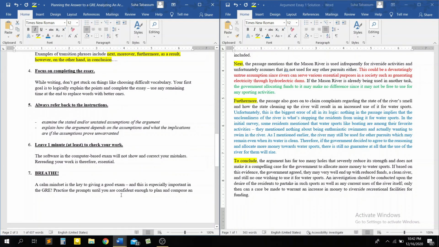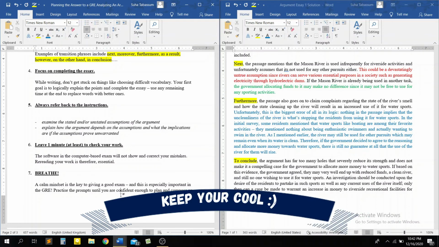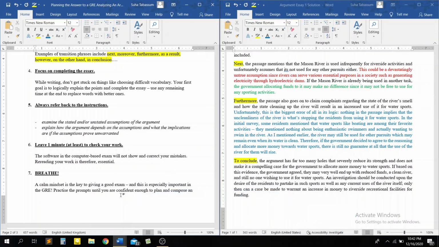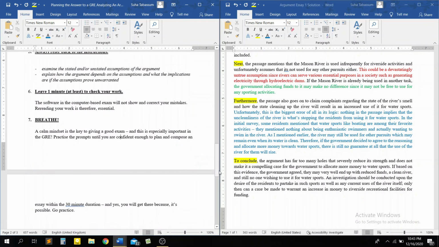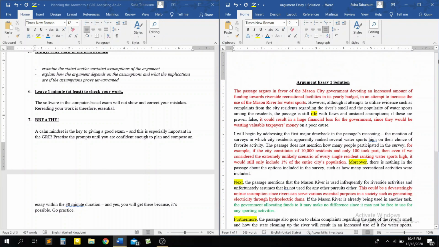Finally, the difference between a terrible exam and a great exam is that the person who gives a great exam gives it with a really cool head. So what you need to do is practice the prompts on the main ETS website, and just keep practicing until you're confident, so that on exam day you can write an essay and be very calm about it. You'll get the hang of it with more practice.